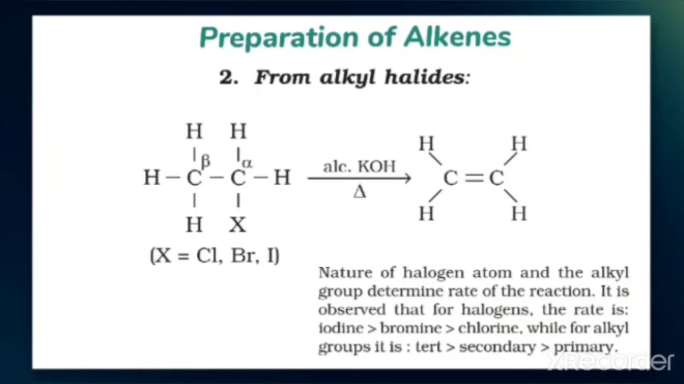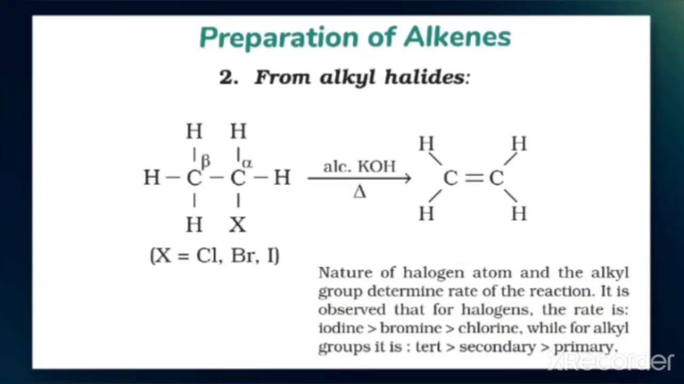Here, the nature of the halogen atom and the alkyl group determine the rate of the reaction. It is observed that for the halogens, iodine shows greater reactivity than bromine, then chlorine, and so on. In the case of the alkyl group, the order is tertiary most reactive, then secondary, then primary. So the nature of the halogen atom and the alkyl group determines the rate of the reaction.